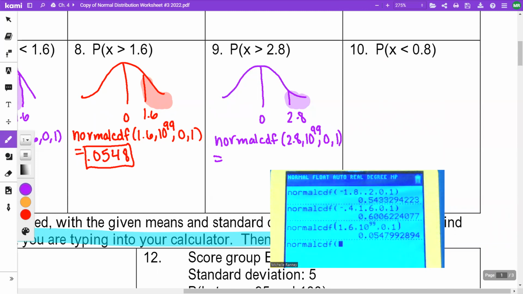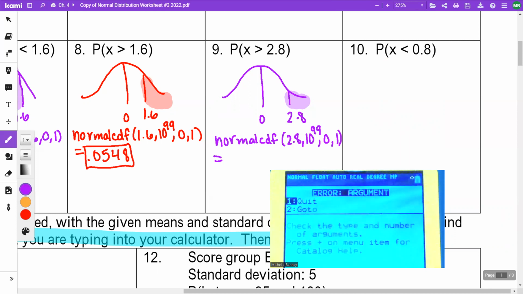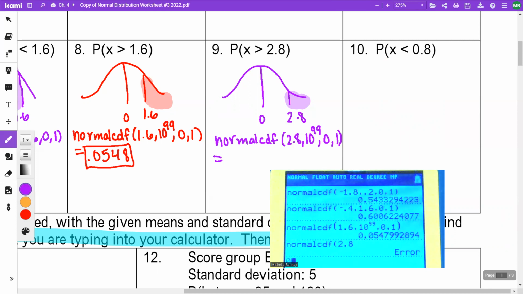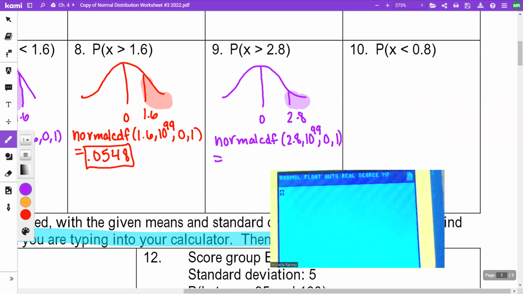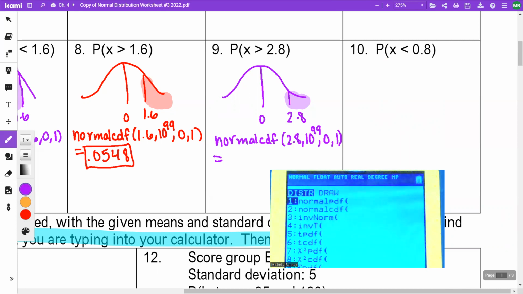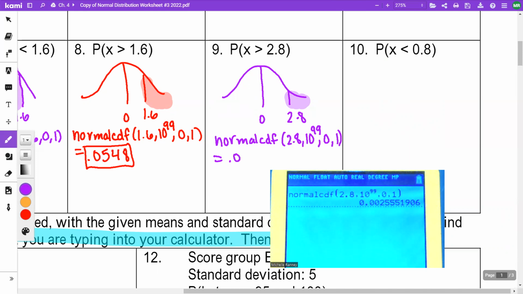Okay, and so 2.8, 10, oops, well, let me clear it. Start again. 2.8, 10 to the 99, 0, 1. And I get a 0.00 to 6.